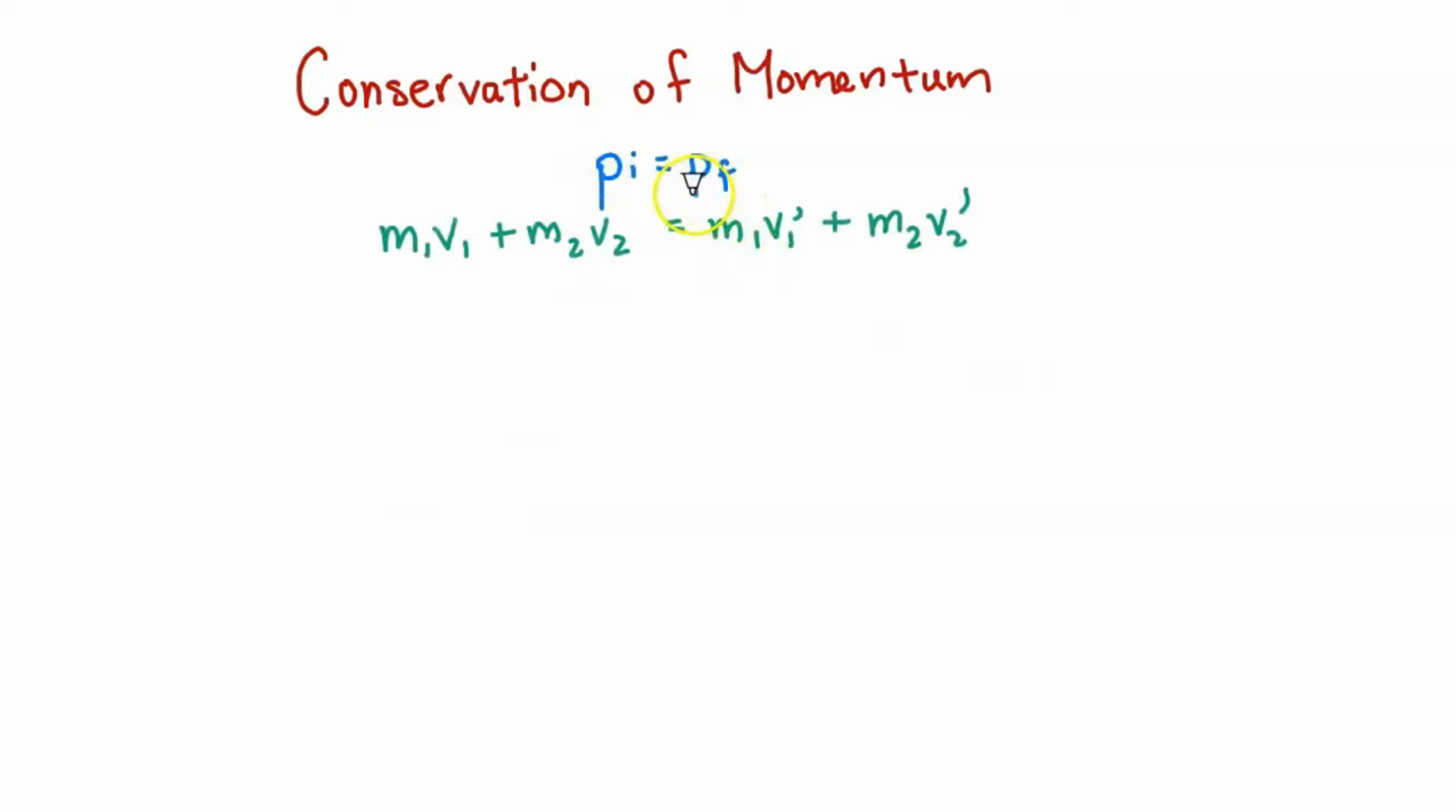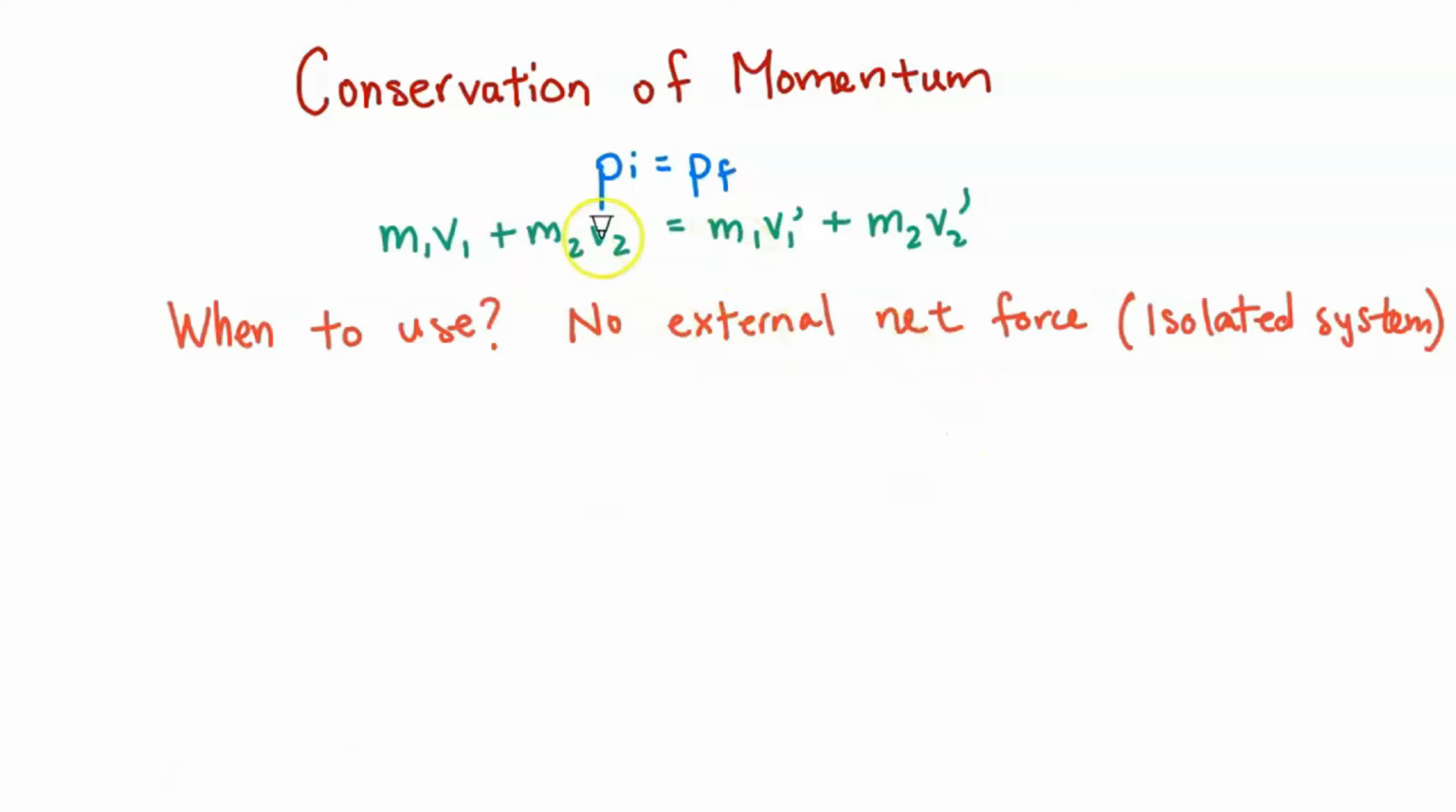You can also rewrite this as m1 v1, where v1 is the initial velocity for object 1, plus m2 v2, where v2 is the initial velocity for object 2, is equal to m1 v1 prime. When you see this prime here, it just means that we're referring to the final velocity, plus m2 v2 prime, and this is also for the final velocity. So when can we use this equation?